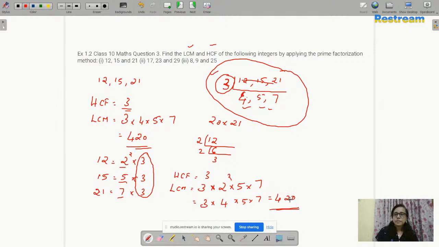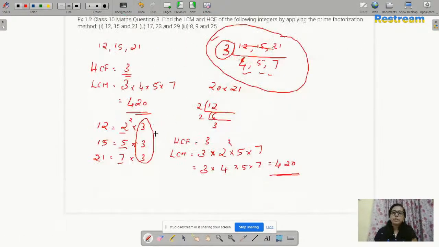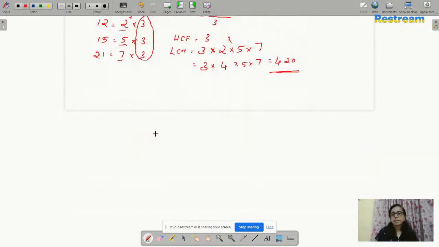Right children? This way also you can find it out. Now I'll go to the next question. The second question is 17, 23 and 29. All of you do it and show me the answer. 17, 23 and 29: HCF and LCM. A very easy question. The second question is 17, 23 and 29.